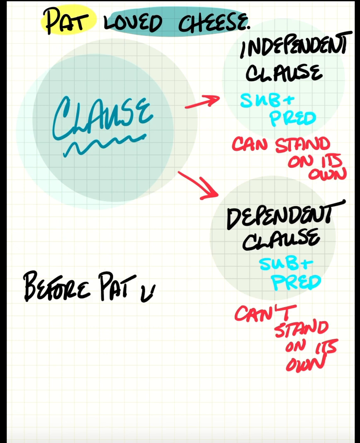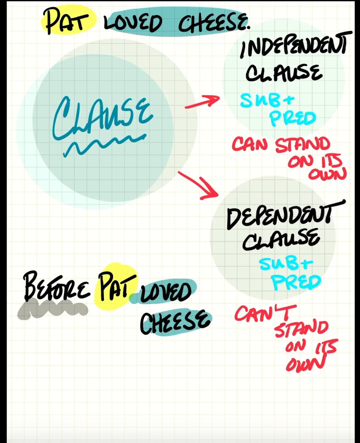And we see here that all the elements are still there, right? We still have a subject, Pat, and we still have a predicate, loved cheese. That hasn't changed. But now we have this word before. And that creates a question in our mind. Before Pat loved cheese, what? Tell me, and, right? You can hear that it's no longer complete. It no longer stands on its own. It leaves the audience hanging.